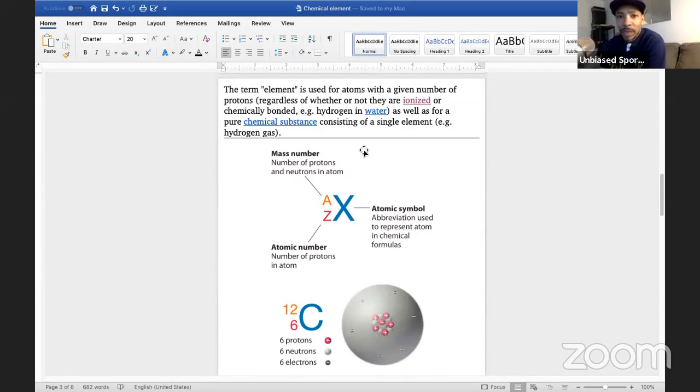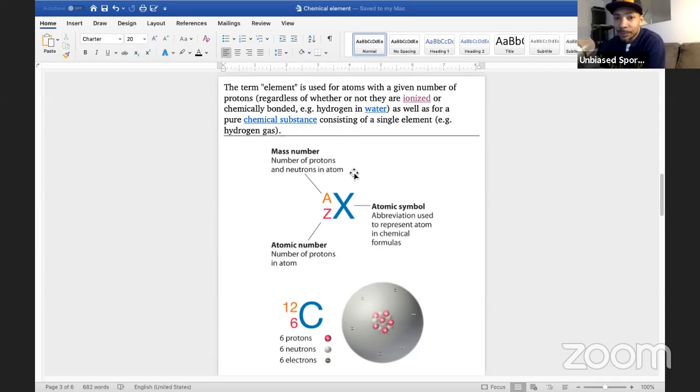Okay, so the term element is used for atoms with a given number of protons, regardless of whether or not they are ionized or chemically bonded, e.g., hydrogen in water, as well as for a pure chemical substance consisting of a single element, e.g., hydrogen gas.